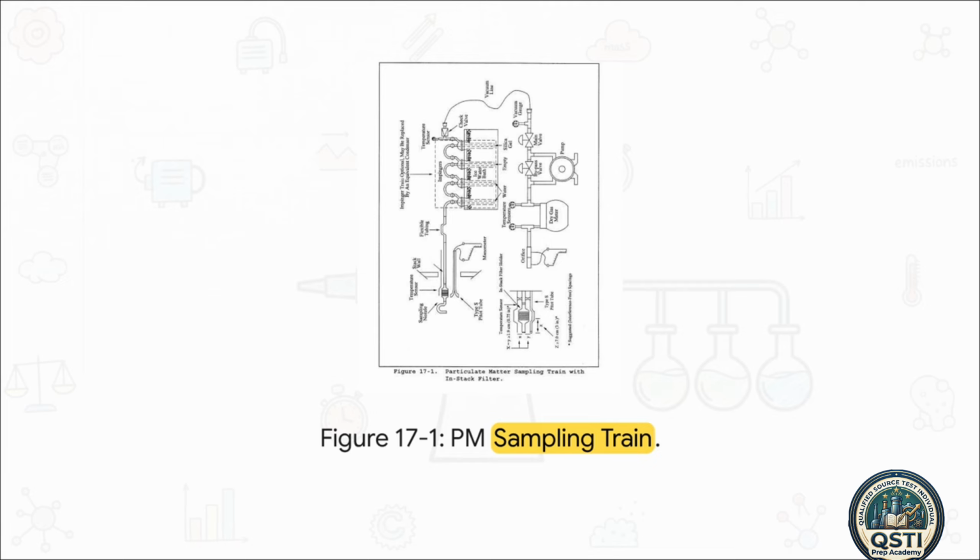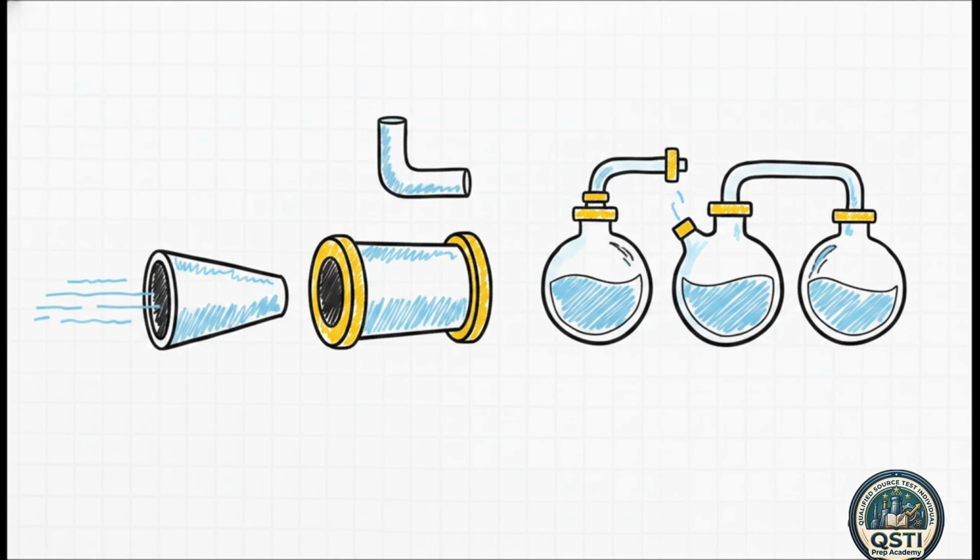Those are the glass impingers sitting in an ice water bath, and that's where the moisture gets stripped out. Finally, the dry gas flows through a dry gas meter and exits via the vacuum pump on the bottom right. It's this perfectly closed, highly regulated loop. So let's break down those vital components really quick. First up, the probe nozzle. This is designed for isokinetic withdrawal.